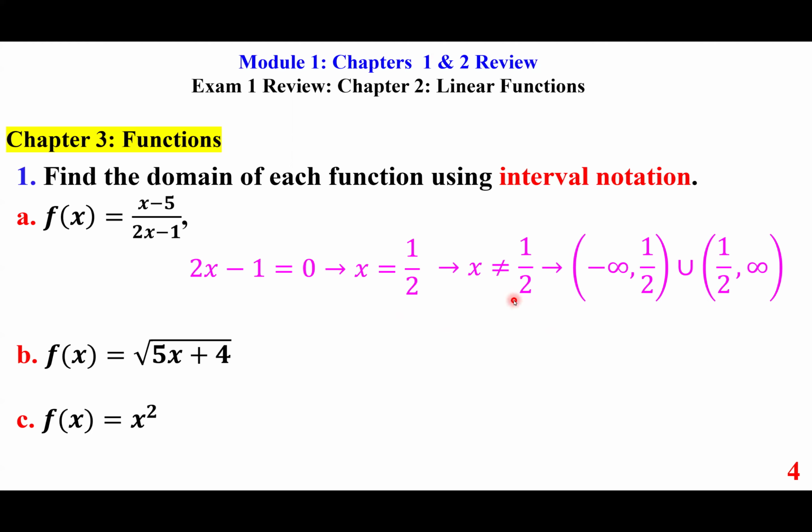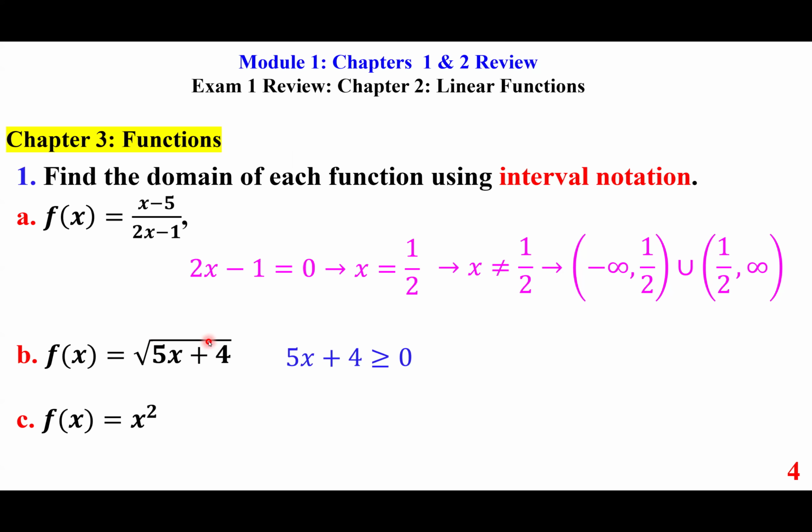When you have a root function, in this case, f of x equals square root of 5x plus 4, it depends on the index. When the index is even, by the way, a missing index means 2, then what's underneath must be greater than or equal to 0. In other words, it can't be negative. So 5x plus 4 is greater than or equal to 0. Can it be 0? Yes, and larger than that.